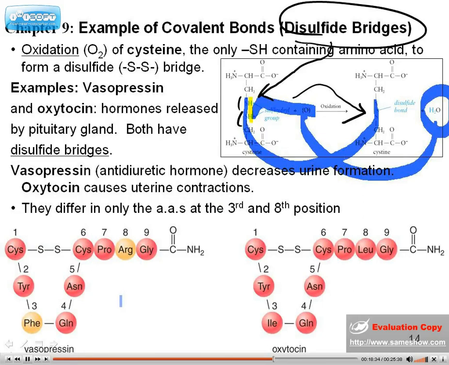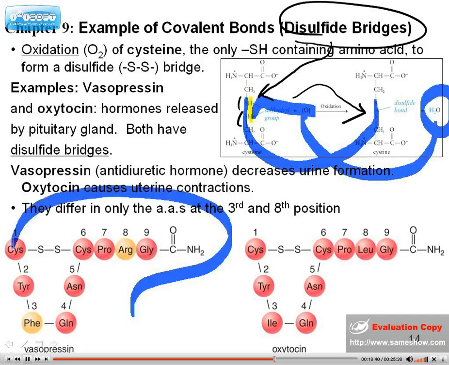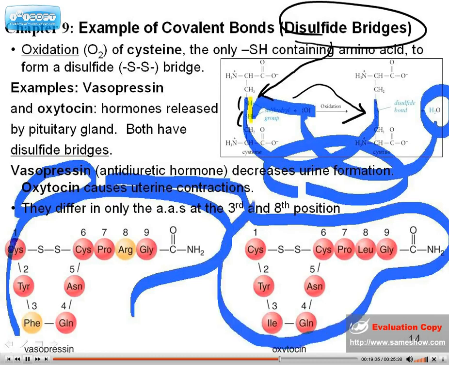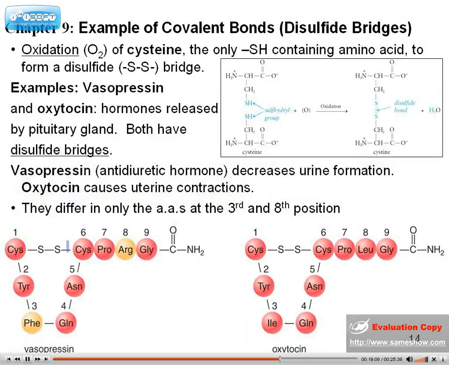So in this case, here we have actual polypeptides. This is vasopressin. It's an antidiuretic, so it keeps you from urinating. And then this is oxytocin. It does the opposite. It causes uterine contractions. I'm not going to go into detail on those. I'd rather just focus on the pretty molecules. And above all, we know that there is a cysteine bridge present. Pretty cool, huh?